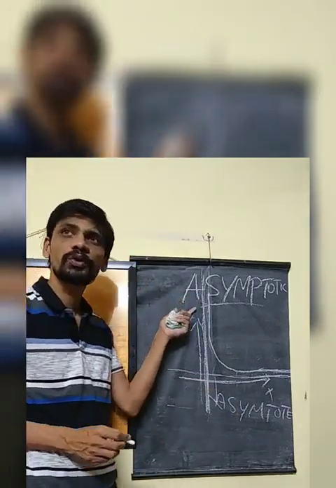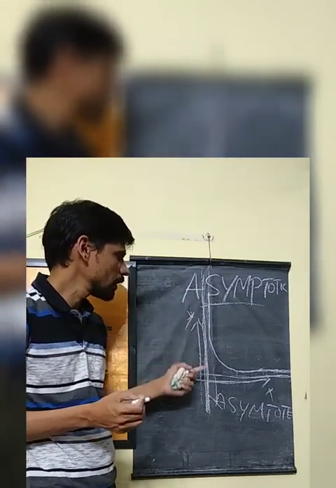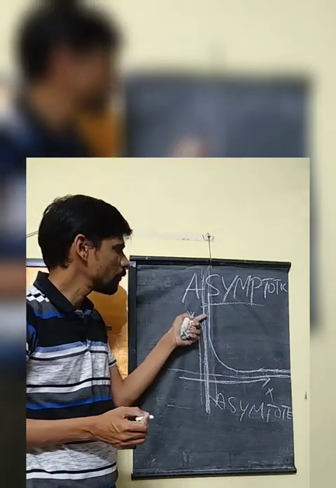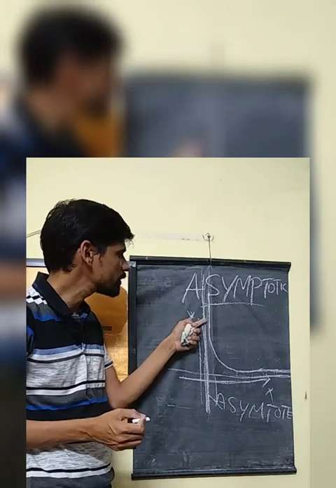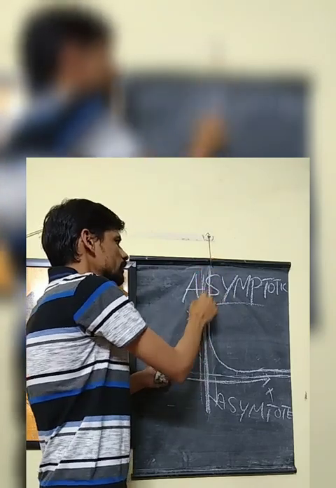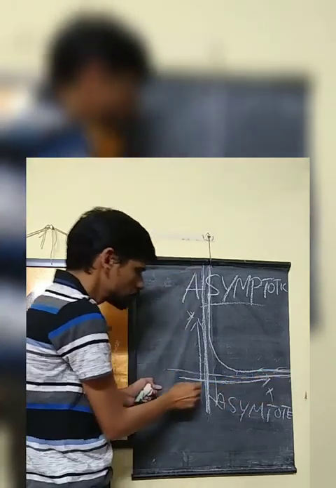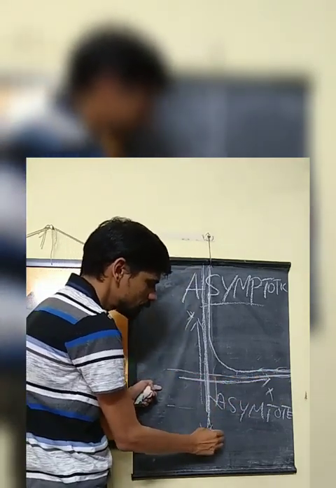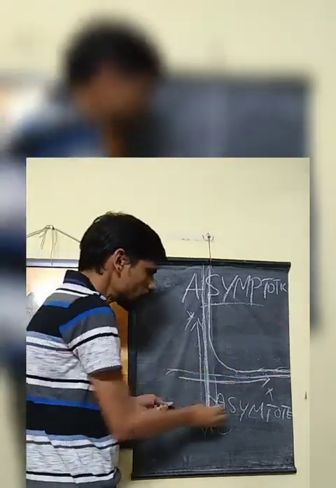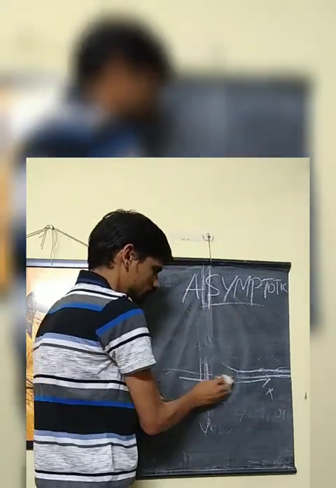So I hope now you understood, right? An asymptote is a line which is close to the curve and never touches the curve as the distance goes to infinity. This line goes on like this, and this line also goes on like this. This side also, same thing. So in this way, this is the vertical line and this is the horizontal. So this is the meaning of the definition of asymptotic.